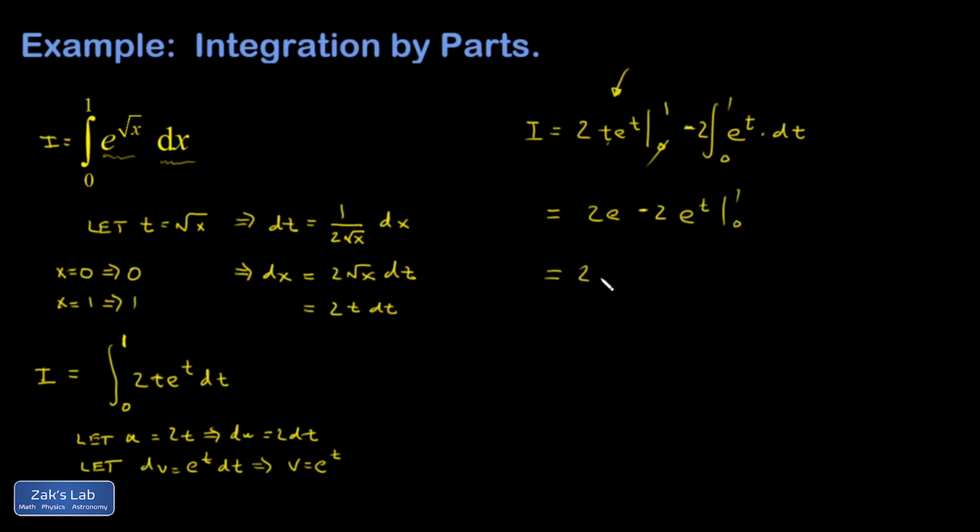And when I plug in the upper limit on that, I get a negative 2e to the 1, and then I have to subtract what I get when I plug in the lower limit. So that double negative will give me a plus 2e to the 0, but e to the 0 is just 1. So those pieces cancel, and I end up with a nice answer of just 2 on this for the area.